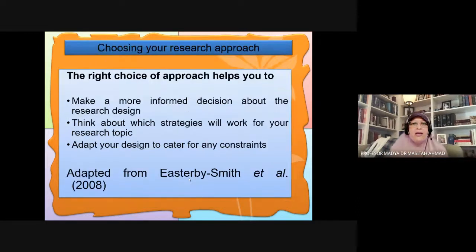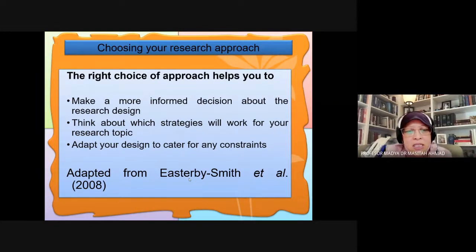And of course, when we talk about choosing your research approach, the right choice of approach helps you make a more informed decision about the research design. I think this also answers the question that we had before, because it is also stated here: if you want to decide on your research design, you have to make sure you choose your approach rightly. So think about which strategy will work for your research topic, and you have to adapt your design to cater for any constraints.